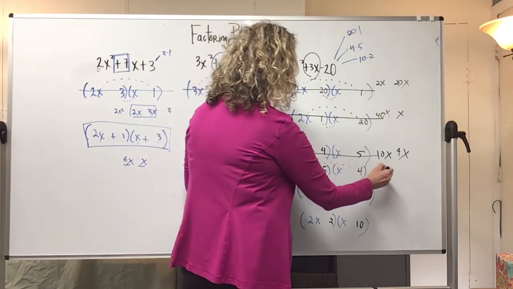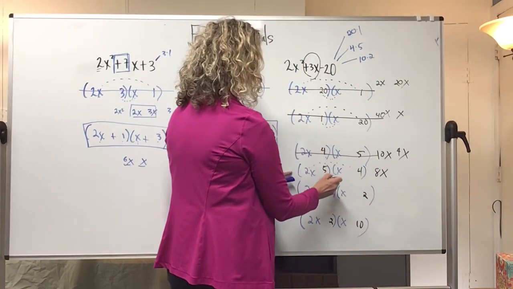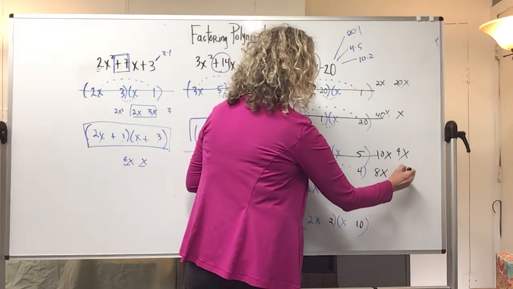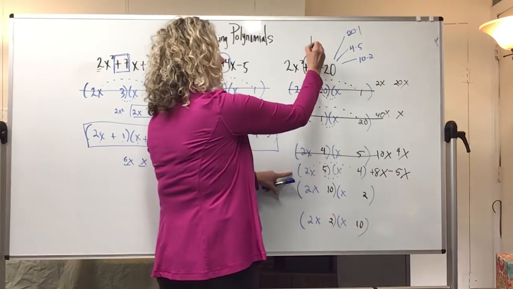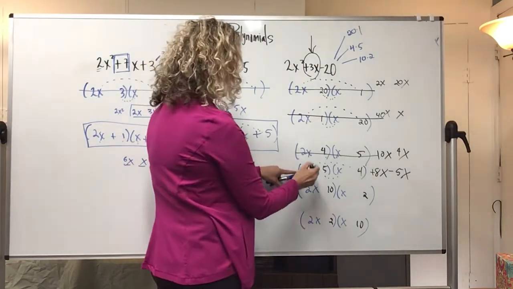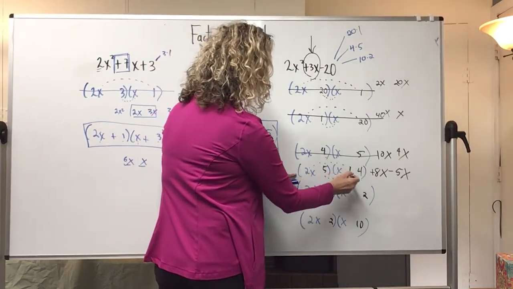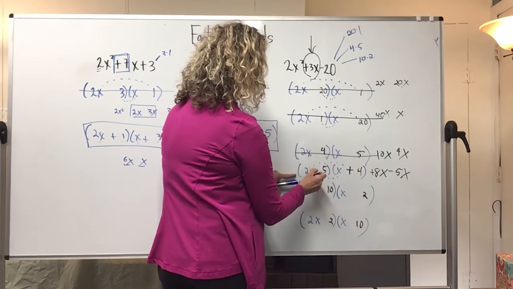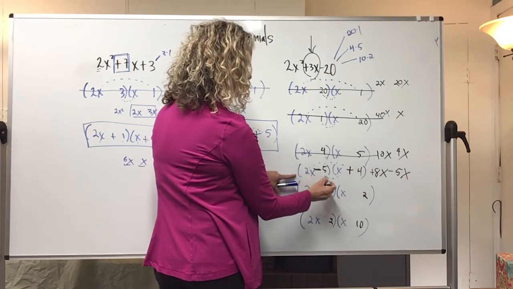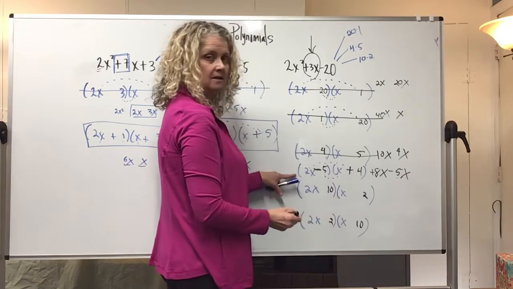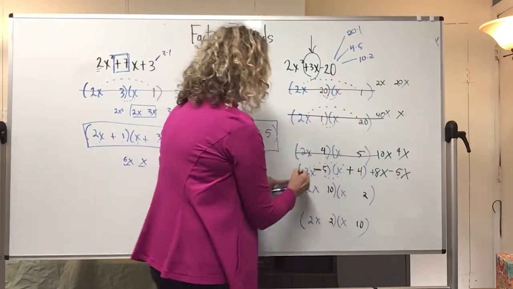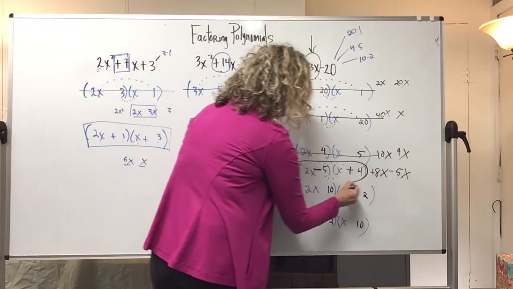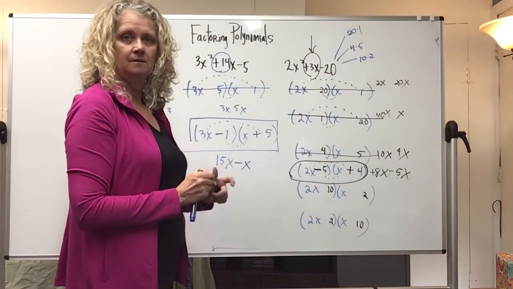2x times 4 is 8x. 5 times x is 5x. Notice, a positive 8 and a negative 5 give you a positive 3. So 2x times positive 4 is 8x, and a negative 5 times x is minus 5x. And then I hope you notice, negative 5 times 4 is negative 20. This is our final answer.